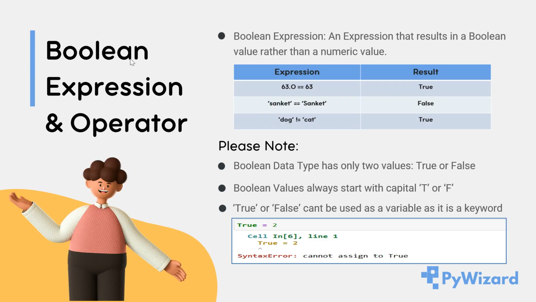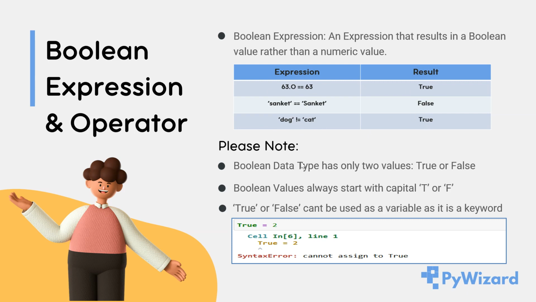So what is a Boolean expression? An expression that results in a Boolean value rather than a numeric value is basically a Boolean expression. So understand Boolean as a concept is very unique. Boolean can have its own expression, it can have its own values, and since every value belongs to a data type, there is a data type that is also called Boolean data type. So for example, these kinds of expressions would be called Boolean expressions because they evaluate to Boolean values which is true or false.